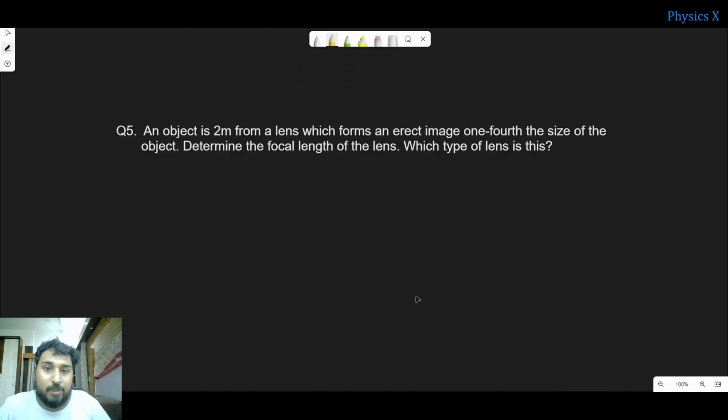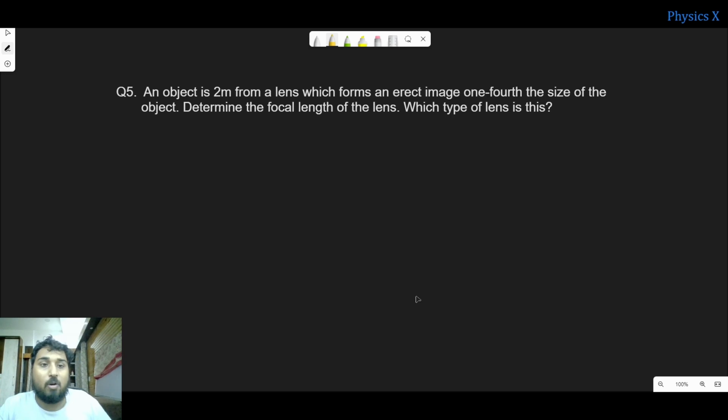Let us move to the next question. An object is 2 meter from a lens which forms an erect image 1/4 the size of the object. So he's telling, he's not mentioning, we need to determine the focal length of the lens. Which type of lens is this? Okay, so what he's telling is u is what? 2 meter.